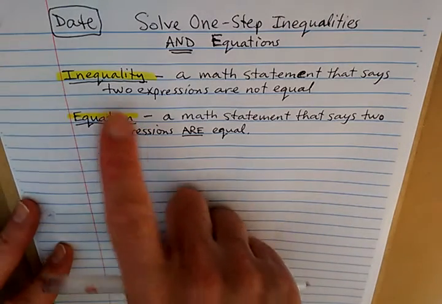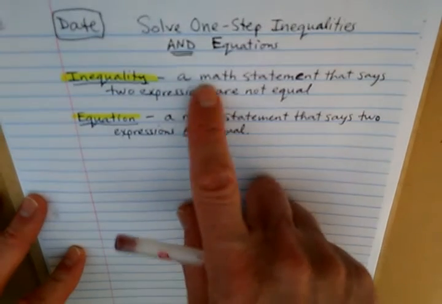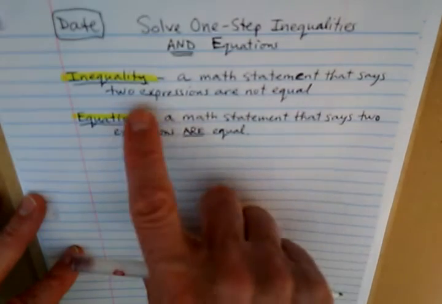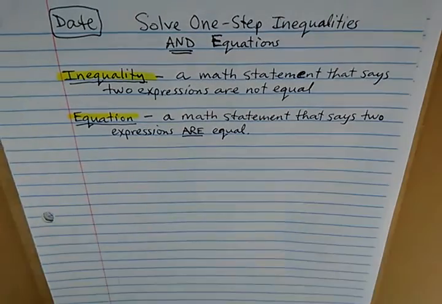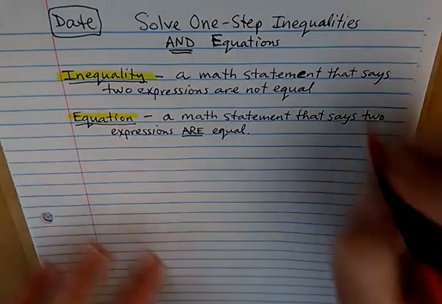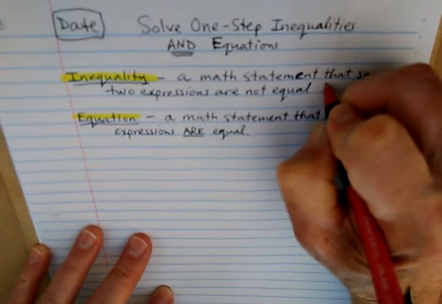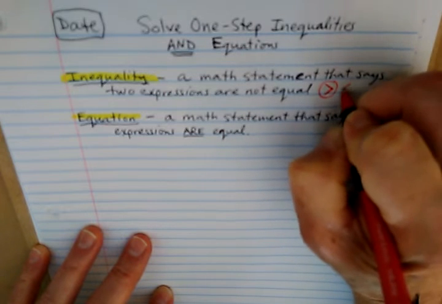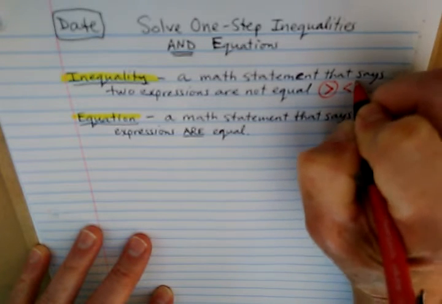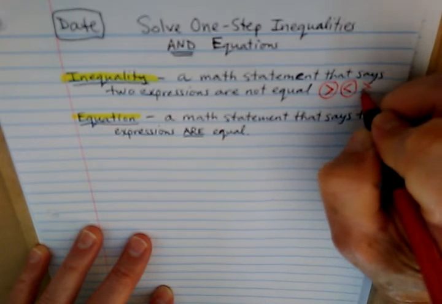First are the definitions. Inequality. What is an inequality? It's a math statement that says two expressions are not equal. So when you see an inequality, you'll know because you'll have a symbol that shows they're not equal, like a greater than. If one side is greater than the other, they're not equal. You can have a less than. It's another one.